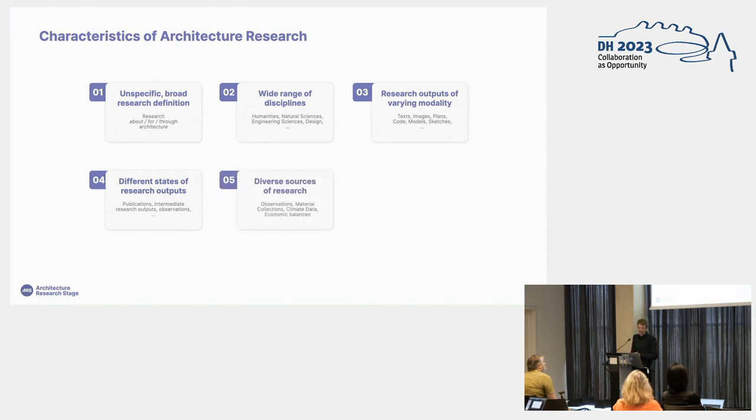And we have diverse sources of research. It's the very same: we are not only working with publications and doing publications. We have special observations, material collections, climate data, or economic balances. This is our input for architectural research.